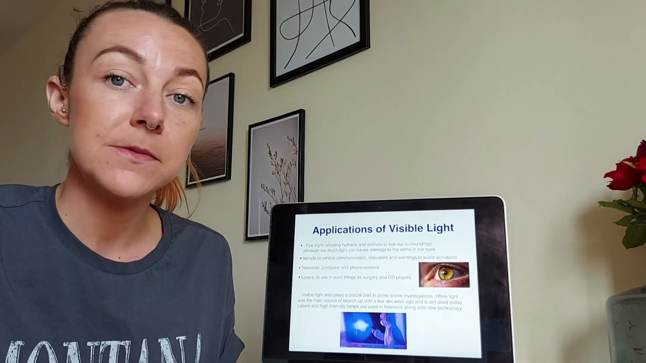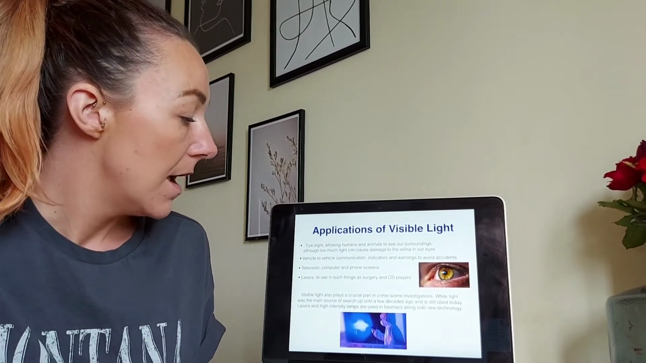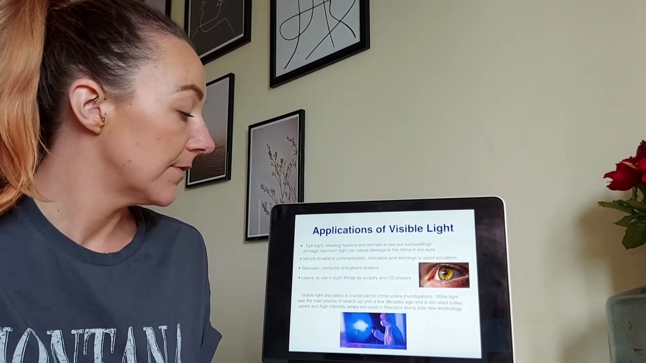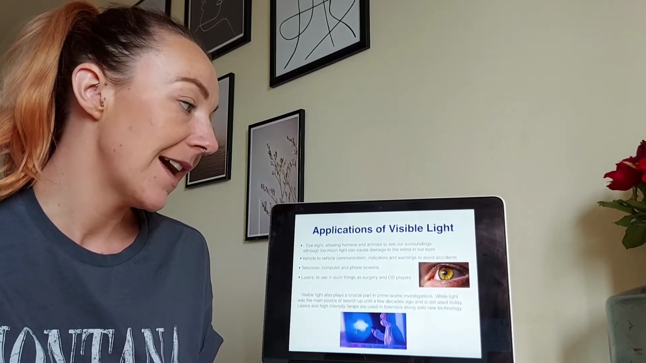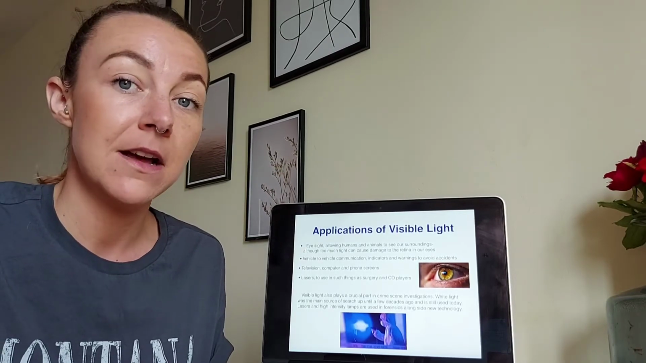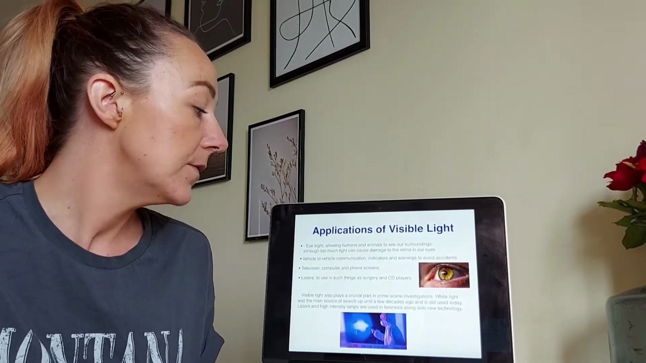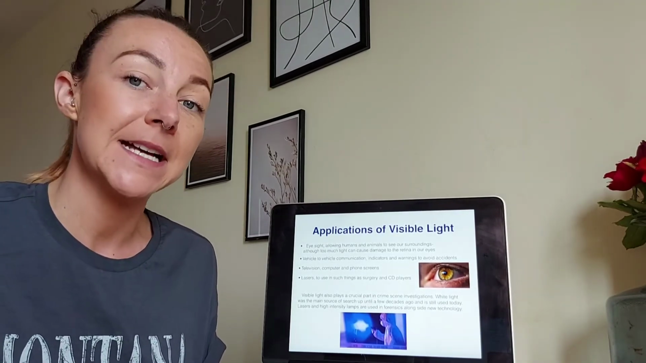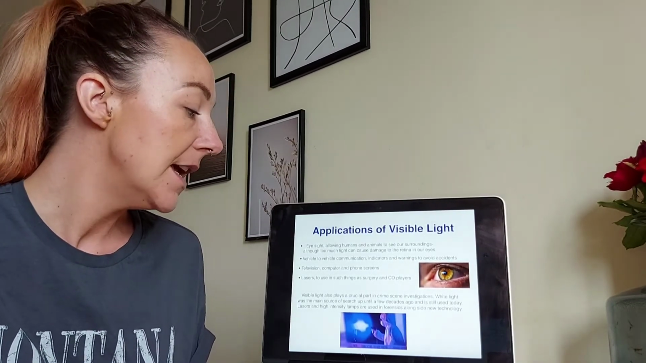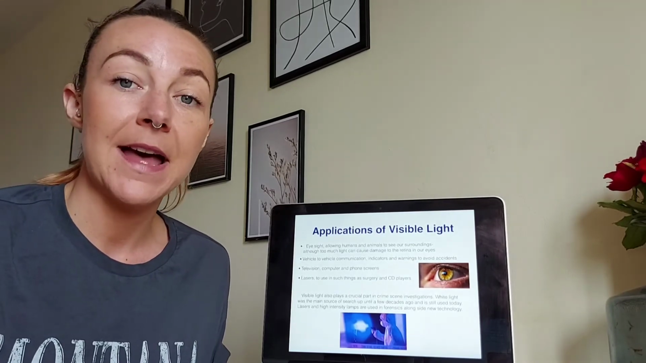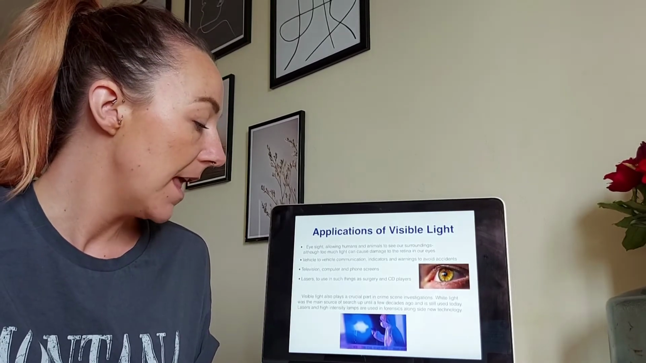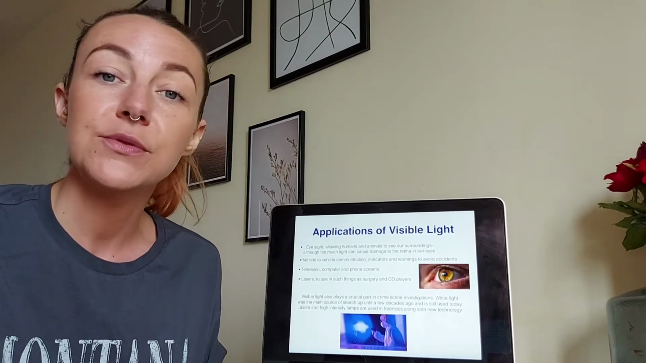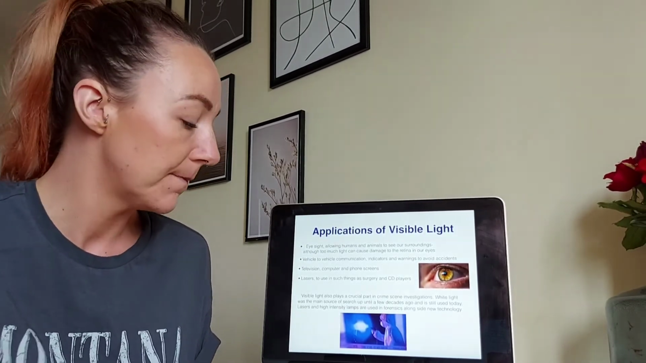Applications of visible light. Eyesight, allowing humans and animals to see our surroundings, although too much light can cause damage to the retina in our eyes. Vehicle-to-vehicle communications, indicators and warnings to avoid accidents. Television, computer and phone screens, and lasers used in such things as surgery and CD players.